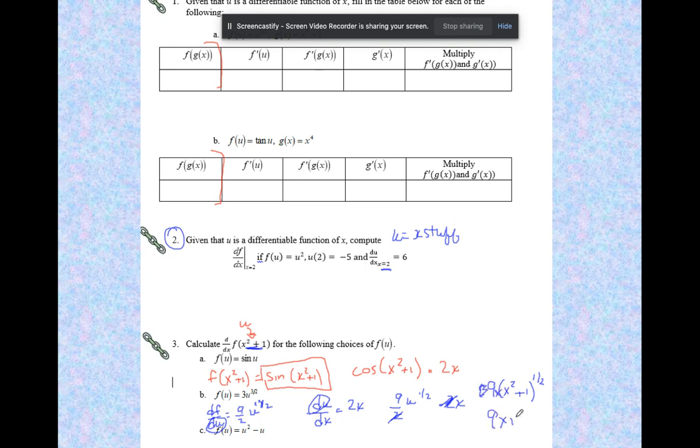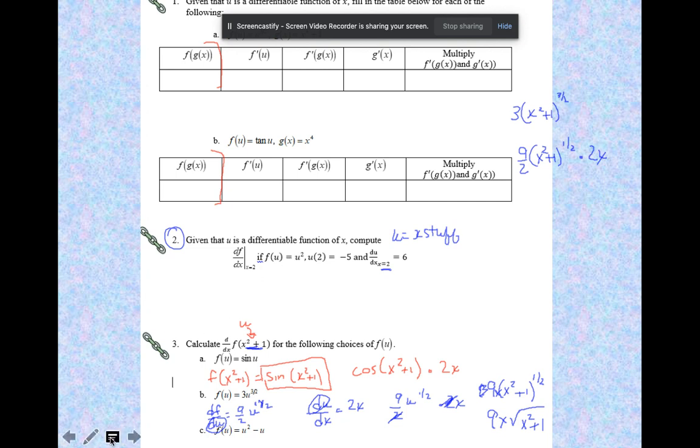Or 9x times the square root of x squared plus 1. But again, if I gave you this problem, and I said, kids, take the derivative of that composition, you would write 9/2, don't touch the middle, subtract 1 from the exponent, spit out the derivative of the inside, and you would get the same thing.